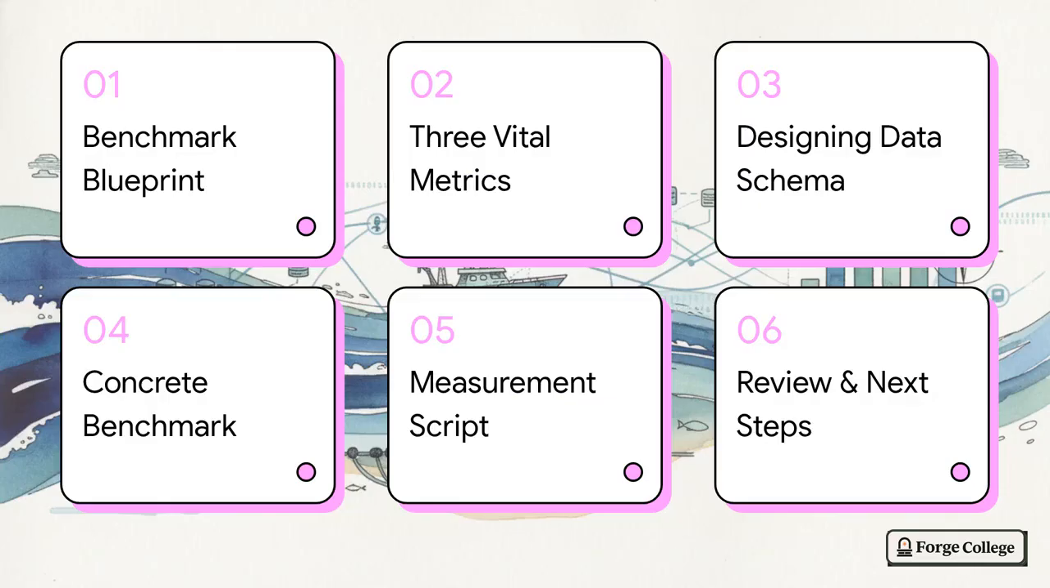Okay, here's our technical schematic for this explainer. We're going to cover 1. The benchmark blueprint. 2. 3 vital network metrics. 3. Designing the data schema. 4. Executing a concrete benchmark. 5. Building the measurement script. And finally, 6. Review and next steps. Don't worry if you're new to some of this. We are moving deliberately from abstract theory straight into getting our hands dirty with practical application.